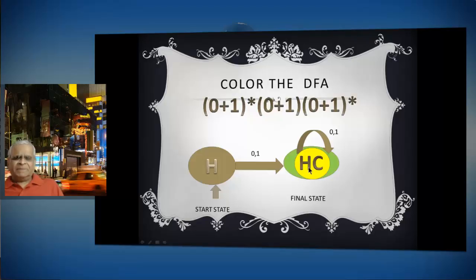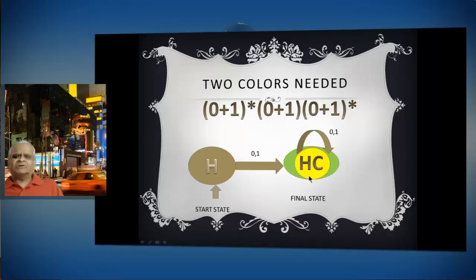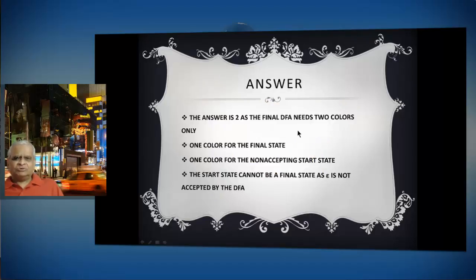Now to obtain the minimal DFA, we'll color the states of the DFA. First, we'll take one color for the non-final state and one color for the final state. Then we'll try to apply the partition algorithm. In this case, we don't require it. There's only one state non-final and one state final. We cannot reduce it any further. So we require two colors to color the states of the DFA. The answer is 2, and the final DFA requires two colors only.